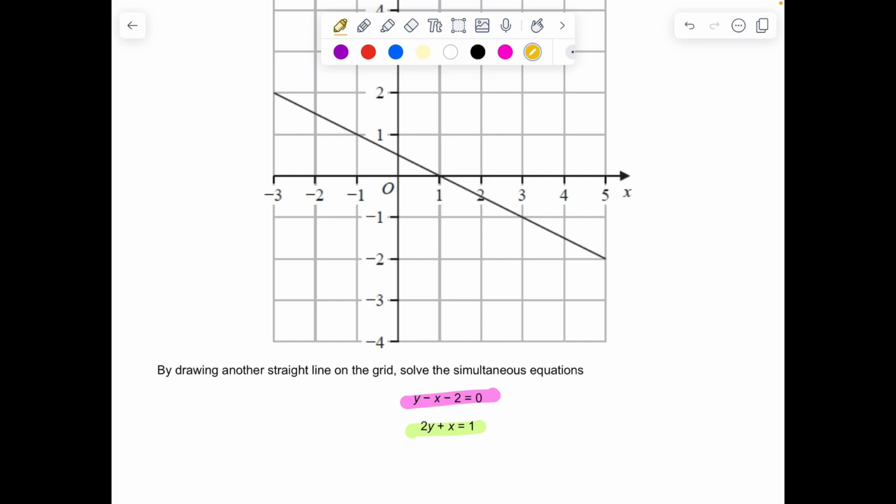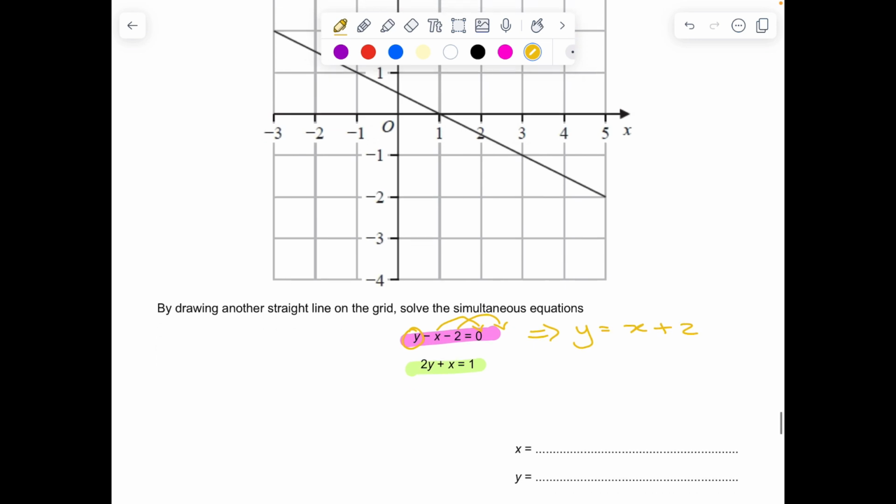In order to draw that line, I would rearrange the equation, leave the y on this side, so y equals, and I would change both the x and the 2 to this side of the equal sign. That means they both become positive. So we have x plus 2. So nice and easy. And that's an easy one to plot.